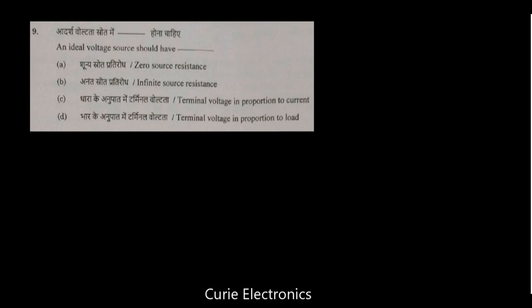For an ideal voltmeter, this we know, it should have very high resistance. But for an ideal voltage source, it should have 0 resistance. For a voltmeter, it should be very high.